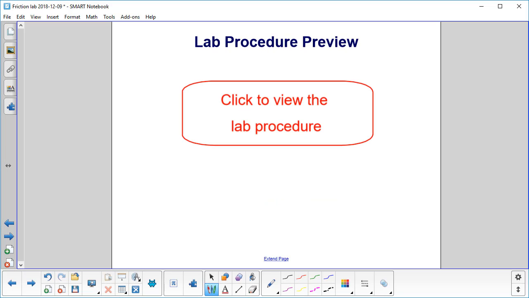Written instructions are very handy, but it's always great to see the lab actually performed. So please click here to see the lab in action.